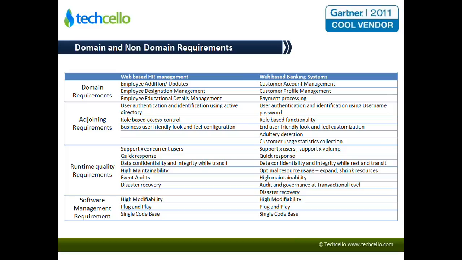Similarly, the runtime quality requirements, like supporting X concurrent users, right? An HR system will probably require a smaller number of concurrent users, whereas a banking system's concurrency is going to be pretty high, right? So it could vary from system to system, but the fact remains the same: the concurrency aspect still has to be taken care of. It's the volume and the level to which it has to be supported that varies.